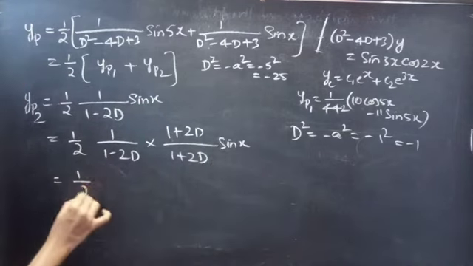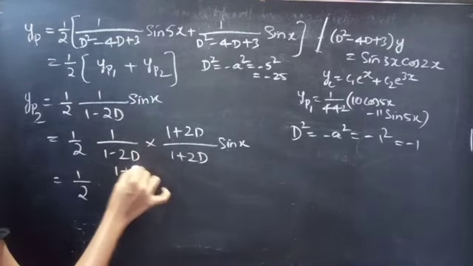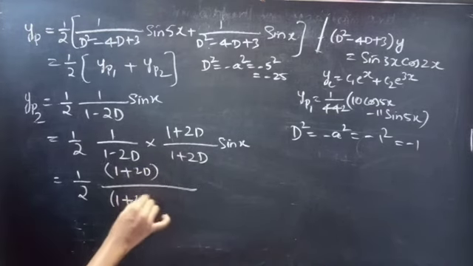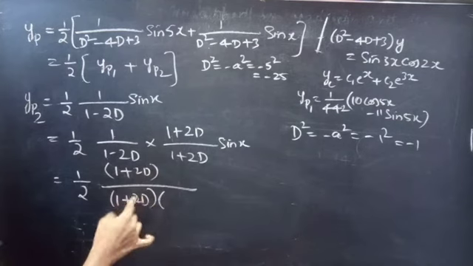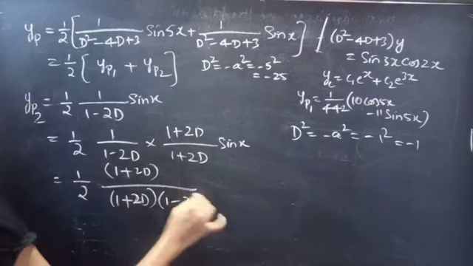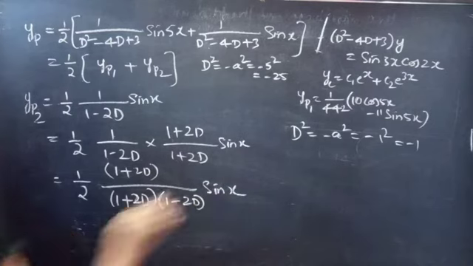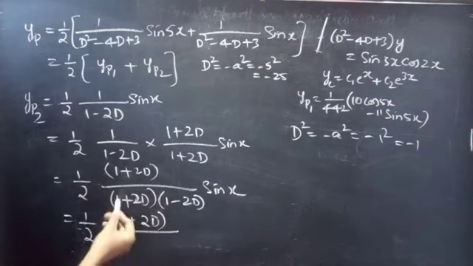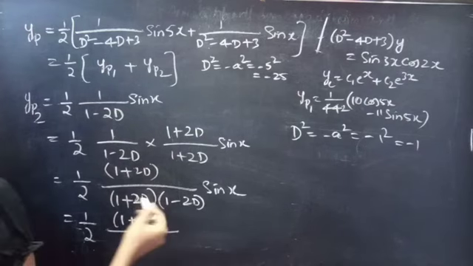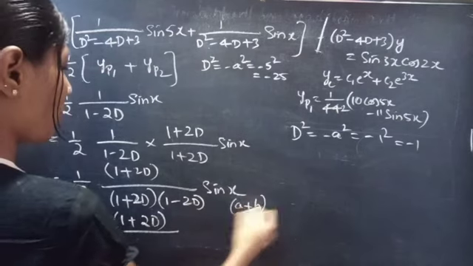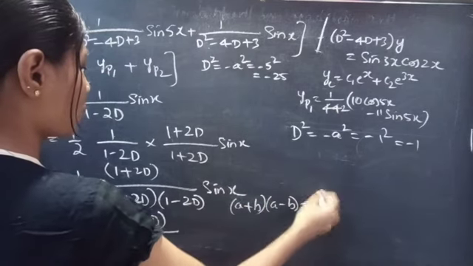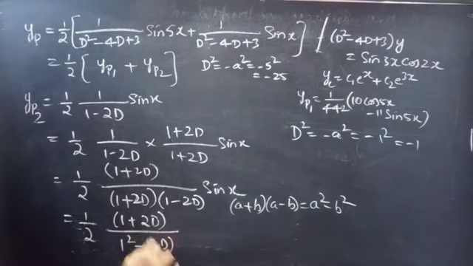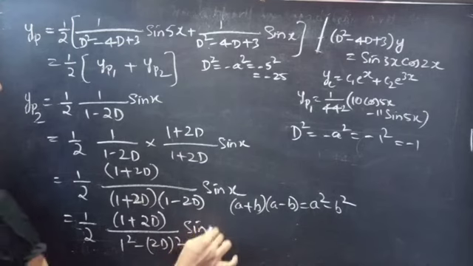Equals 1 by 2 into 1 plus 2D by 1 minus 2D into 1 plus 2D. You can just write it as 1 plus 2D into 1 minus 2D into sine x, equals 1 by 2 into 1 plus 2D by, in the denominator we are having 1 plus 2D into 1 minus 2D, which is of a plus b into a minus b form. You can write it as a square minus b square, then you get 1 square minus 2D whole square into sine x.